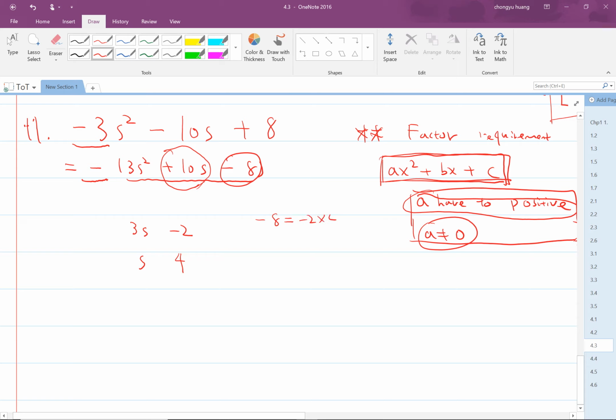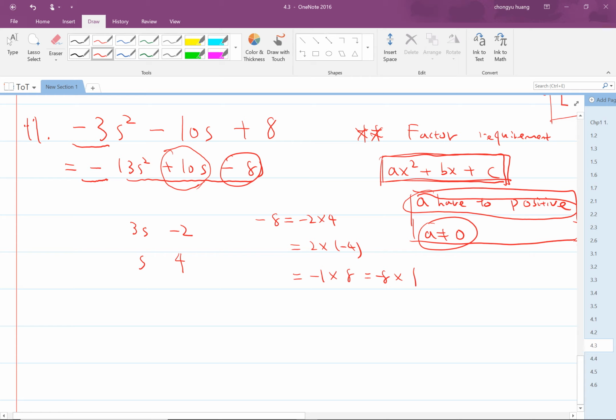Everyone knows -8 is equal to -2 multiplied by 4. It can also be equal to 2 multiplied by -4, right? -8 can also be equal to -1 multiplied by 8, and also -8 multiplied by 1. So we have to make a choice between them.